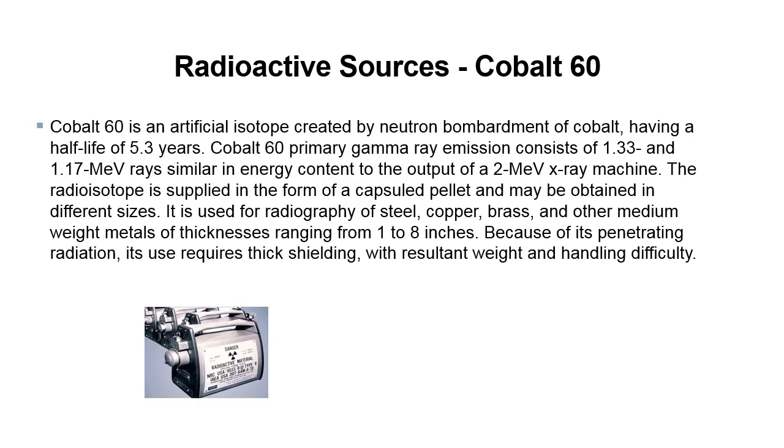The radioisotope is supplied in the form of a capsulated pellet and may be obtained in different sizes. It is used for radiography of steel, copper, brass, and other medium weight metals of thicknesses ranging from 1 to 8 inches. Because of its penetrating radiation, its use requires thick shielding with resultant weight and handling difficulty.